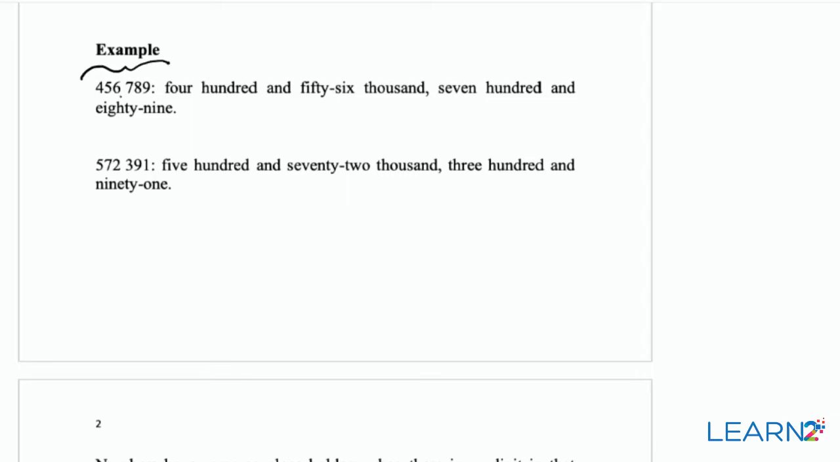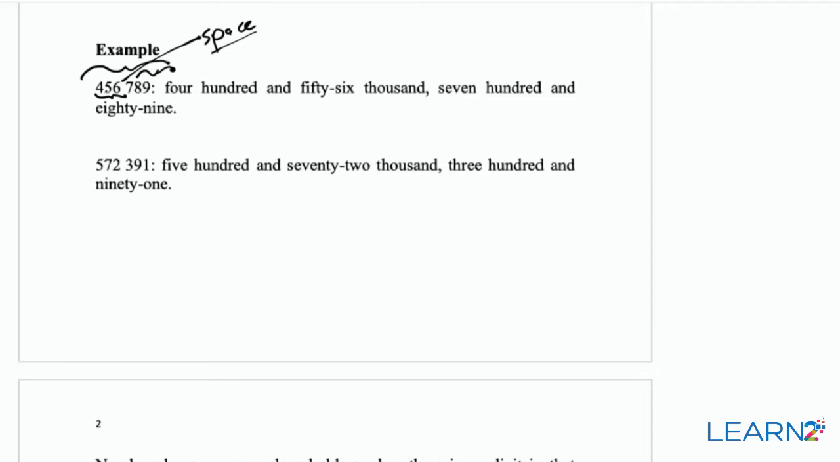So the first thing to notice is that you've got 4, 5, 6 and then you've got a space. So what we do is we separate numbers with a space, and you'll see the first 3 digits are written, then you have the space, and then you have the next 3 digits. So you'll always do that. And how do you write this word out?